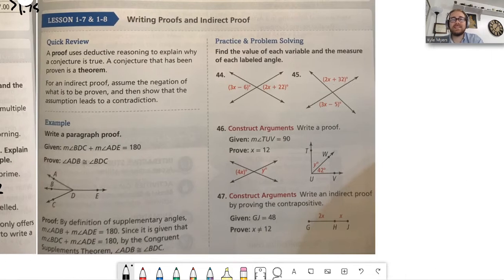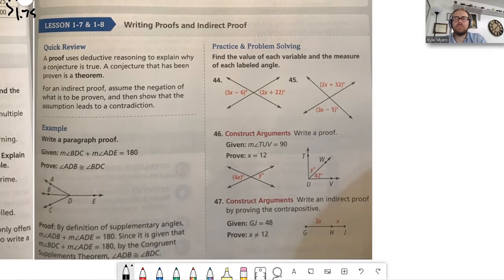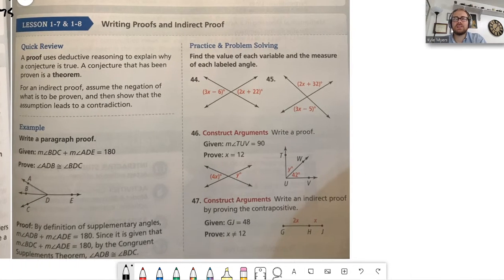Next section, which is the last section, lessons 1-7 and 1-8. In these sections, I noticed they didn't say too much about different kinds of proofs. They mention, at least in the book, a paragraph proof, but there's also something called a flowchart proof. They don't really do a whole lot with those. But you will most likely need to know how flowchart proofs and two-column proofs work for the end of semester test, unless you're in a private school.